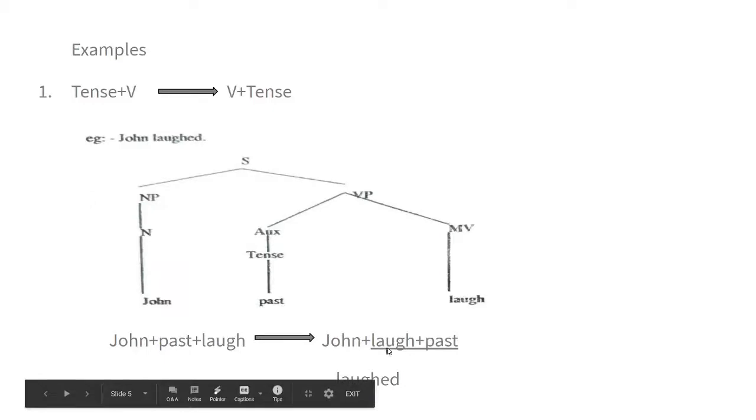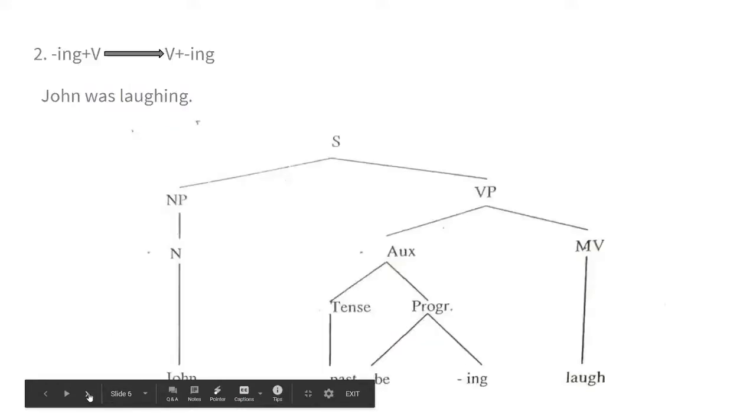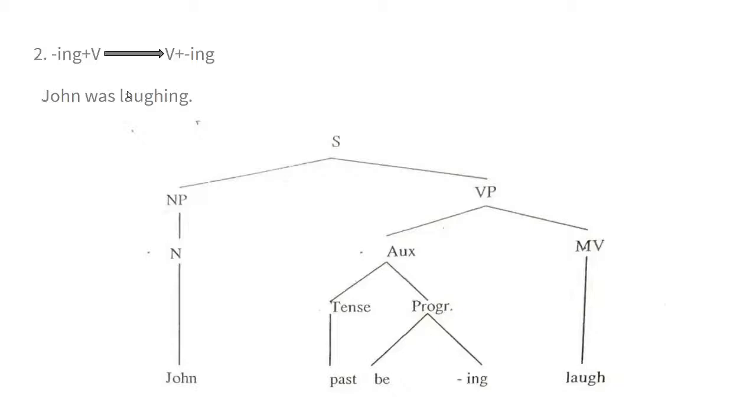As you can see, laugh plus past became laughed here. Coming to the second case, ing plus verb becomes verb plus ing after applying the affix switch rule. Let's take this example, John was laughing. The first step is to rewrite the sentence using the rewrite rules or the PS rules. Here I have made it more simple by illustrating it with the help of a P marker.